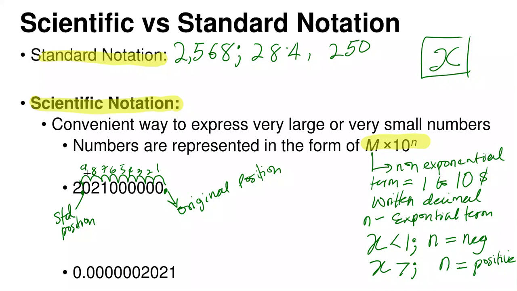So if you want to represent this, remember, in this case, you will not drop any non-zero digit at this point. So what we're going to do is rewrite this in terms of this guy. I'm going to say that it will be 2.021, because these are zeros, we don't have to write them again, times 10 to the power of 9. This form is what we call the standard notation of this number.